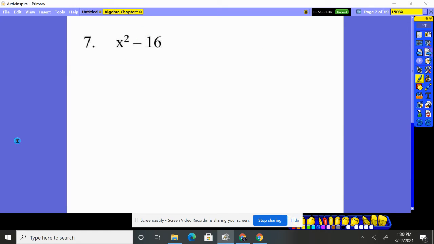Ooh, a 16. Factors of 16. 1 times 16, 2 times 8, 4 times 4. Now, I don't want any x's. Now, it is a negative 16, so 1 is positive, 1 is negative. So we sort of got to subtract these, find the difference, because one of them is negative, so you're sort of subtracting it. These would have a difference of 15.